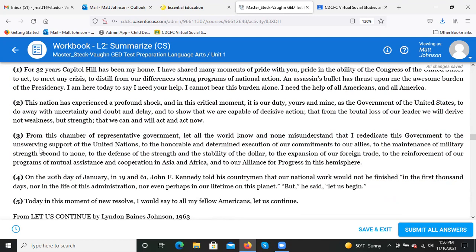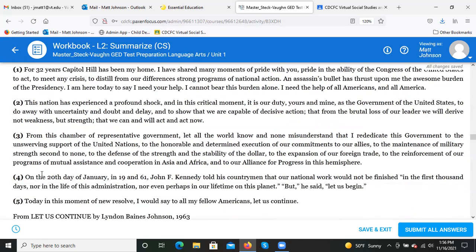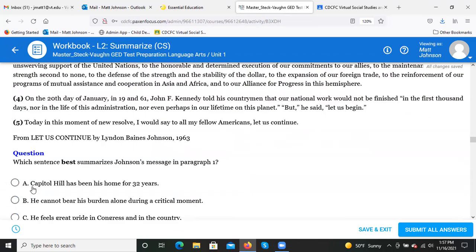And that is LBJ in 1963. I was already thinking I could make inferences about who was talking at the top, when it said a bullet from an assassin. I was thinking, oh, this is LBJ. And then we get down to the fourth paragraph and they start talking about Kennedy, so I figured that's got to be Johnson. But anyway, let's take a look at the questions and see what we have.